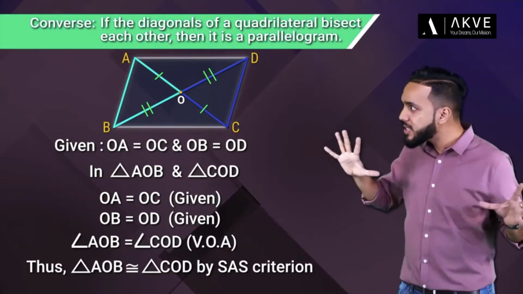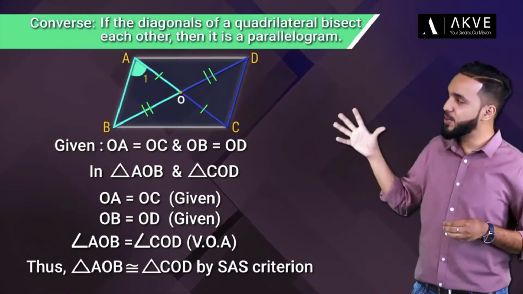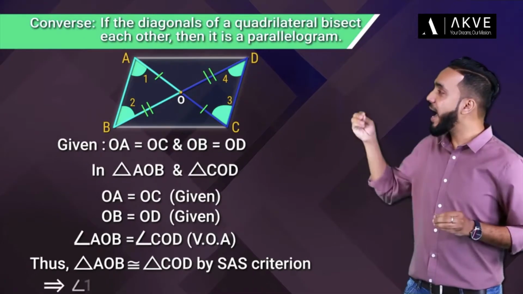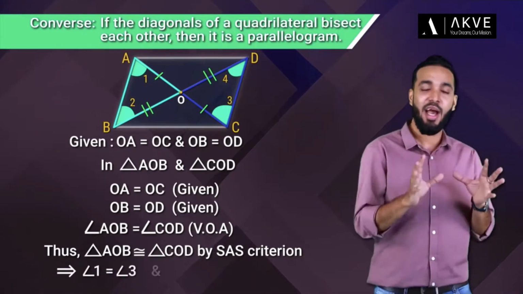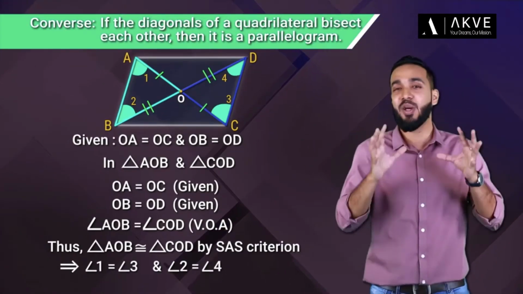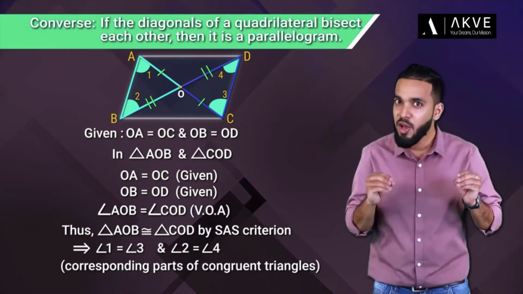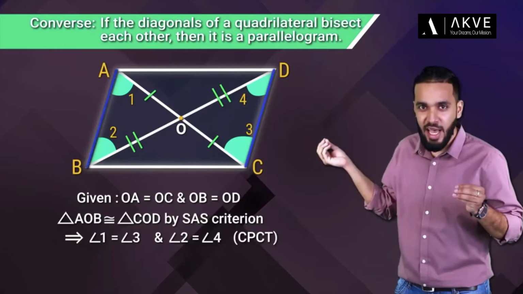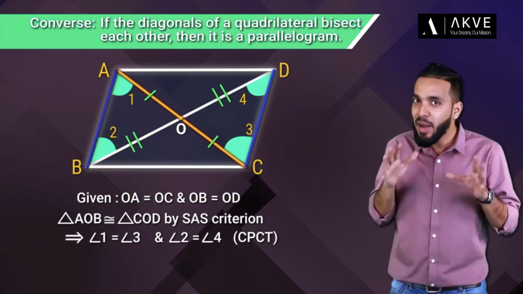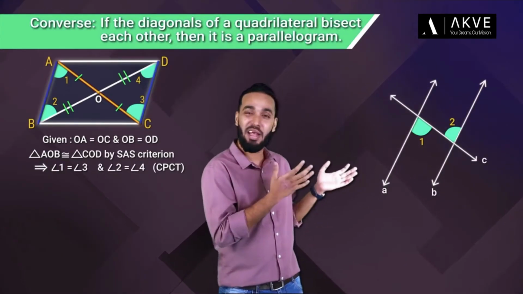Now, in these congruent triangles, let's just name these angles 1, 2, 3 and 4. So, it's evident that angle 1 is equal to angle 3 and angle 2 is equal to angle 4 because they are just corresponding parts of congruent triangles. Now, focus on these two opposite sides and this diagonal between them. Doesn't this remind you of a pair of parallel lines and a transversal? Seems quite similar, doesn't it?